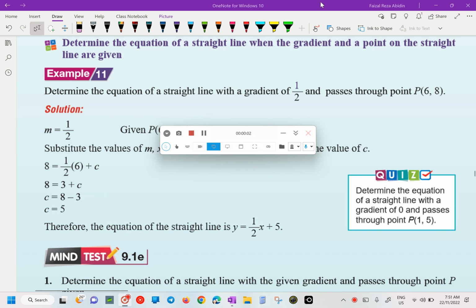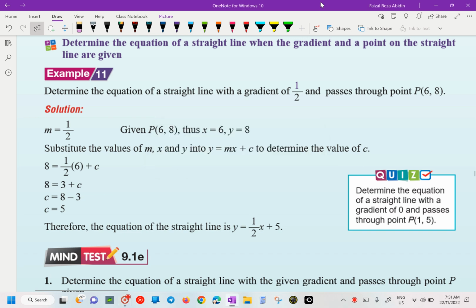Question 11. Determine the equation of a straight line when the gradient and a point on the straight line are given. Okay, so we are given the value of our gradient, m equals 1 over 2, and the point (6, 8). What does it mean? 6 here is our x value, and 8 here is our y coordinate.